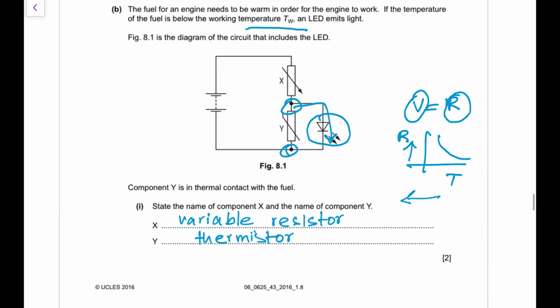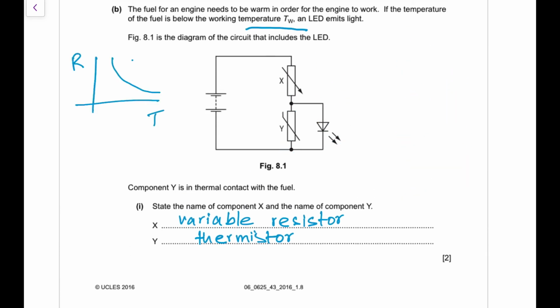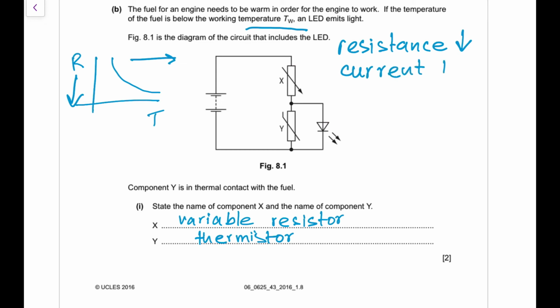Now, as the temperature increases, the resistance of the thermistor is going to decrease. Alright, now that means if the resistance of any component in a series circuit decreases, the total resistance decreases. So the resistance will decrease, and as a result of this, the current in the circuit will increase.